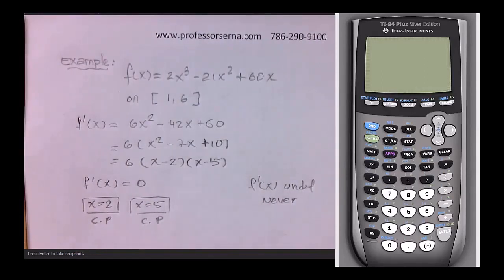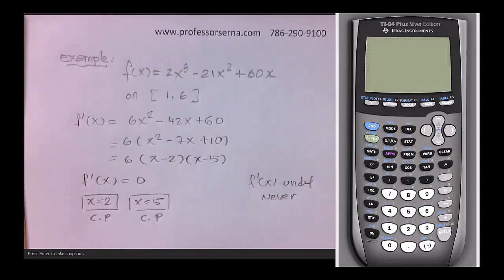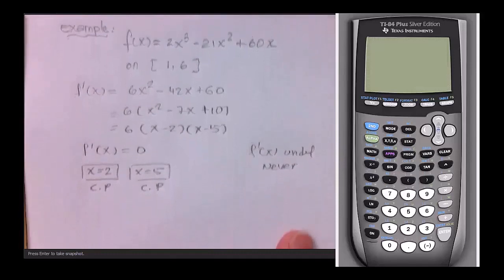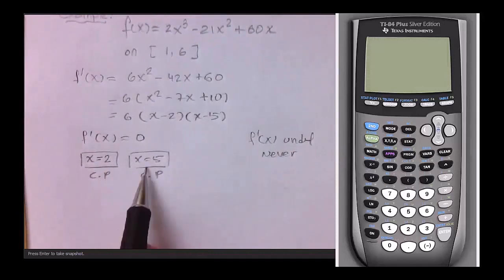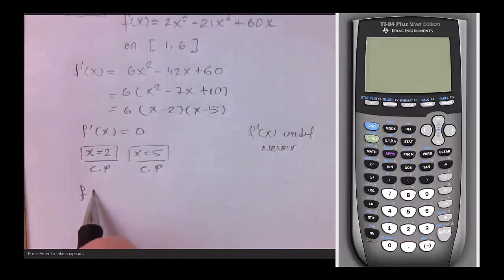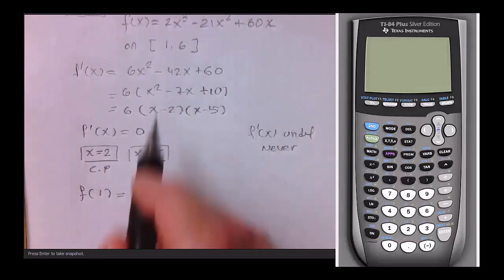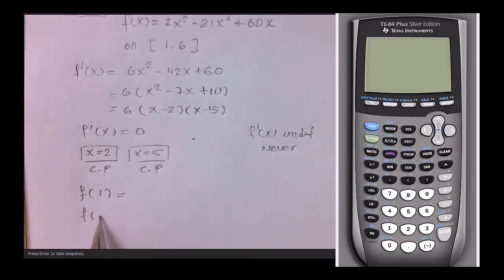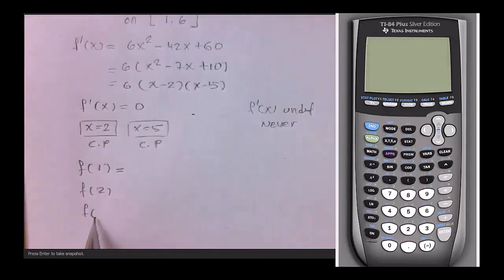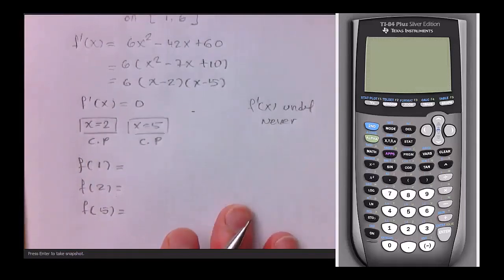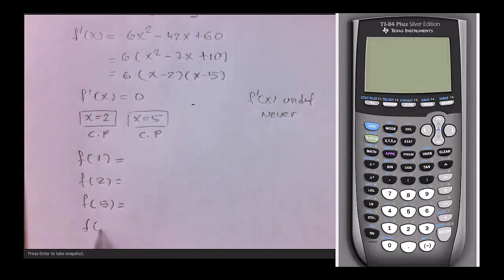And according to the procedure that I just gave you on the previous page, what we have to do now is evaluate the function at the critical points and the endpoints. So all we have to do is find the value of the function, not the derivative, the value of the function at this endpoint, the value of the function at that critical point, the value of the function at the other critical point, and finally the value of the function at the other endpoint.